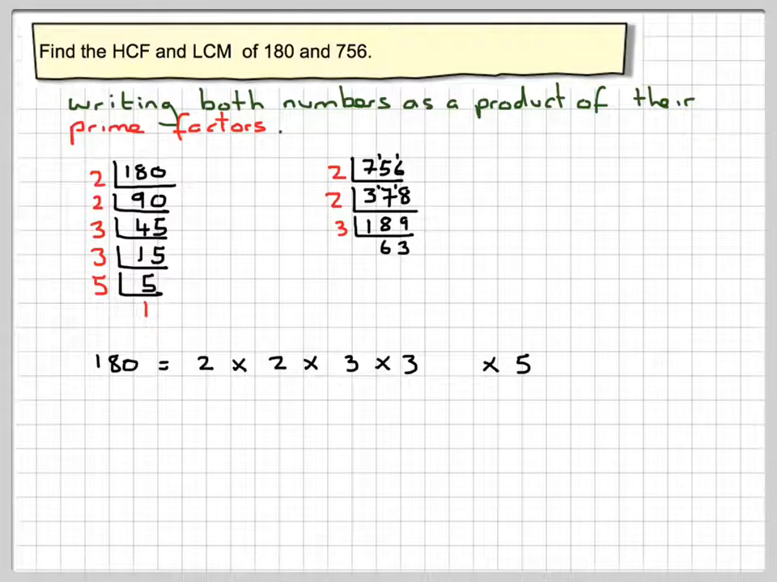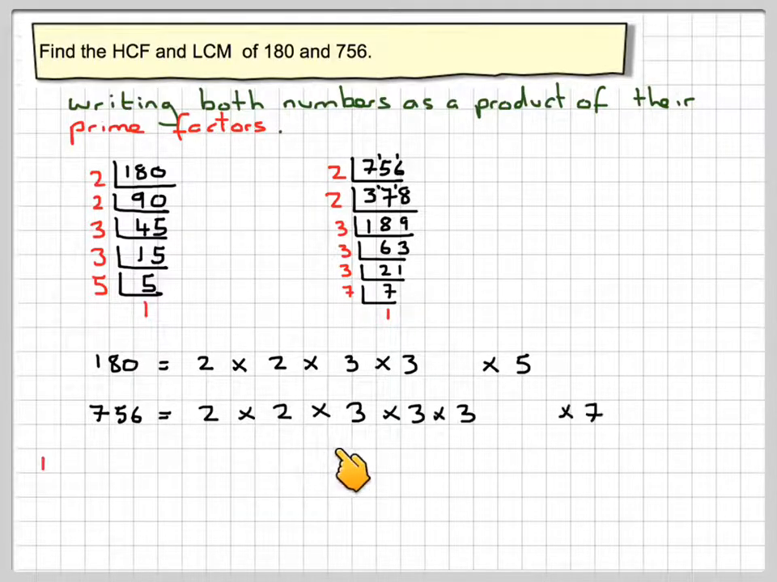3 into 189 is 63. And hopefully you can now see that 3 goes in again. 3 into 63 is 21. 3 into 21 is 7. And 7 into 7 goes 1 time. And therefore, writing them out again, 2 times 2 times 3 times 3 times 3 times 7.